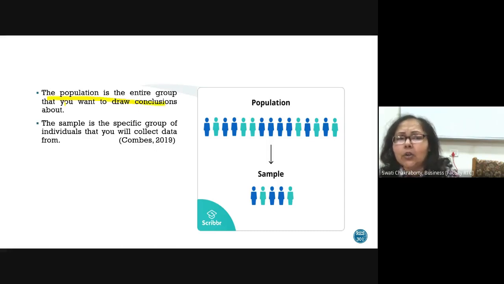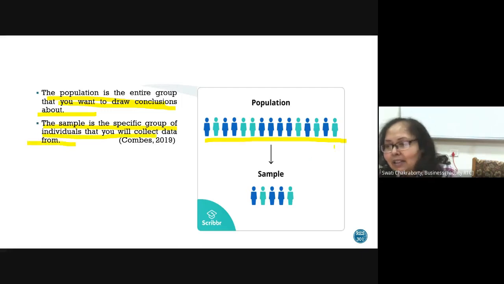Population is the entire group that you want to draw conclusions about, everyone included. And the sample is the specific group of individuals about whom you're going to collect data. So the sample comes from the population. You select it.